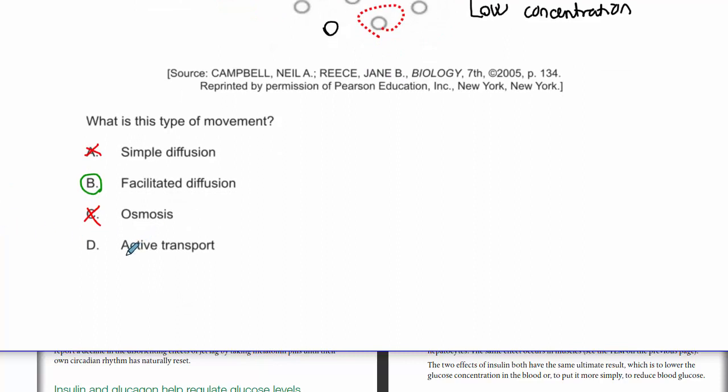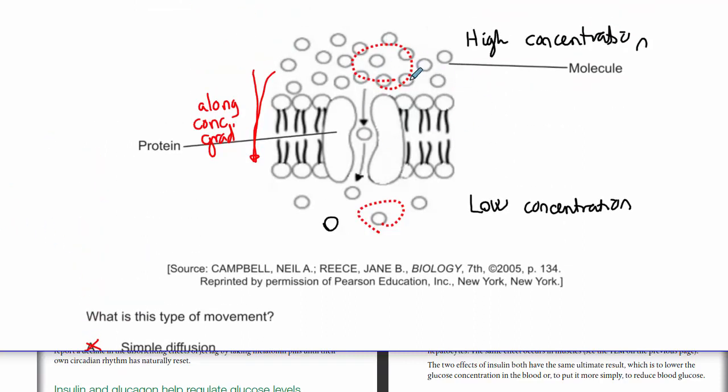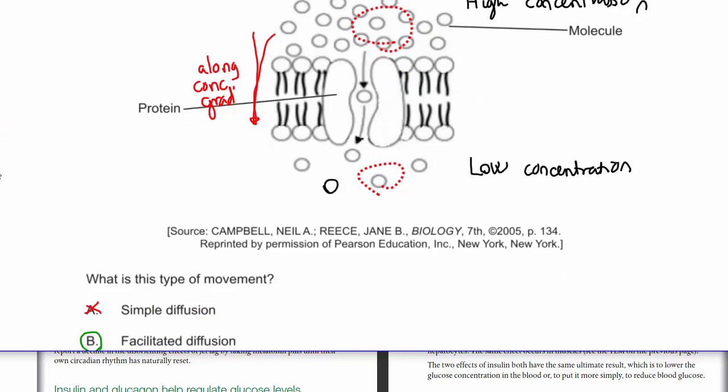And then the active transport, that's wrong because no ATP is used here, and anyways you don't need active transport to transport stuff along its concentration gradient.